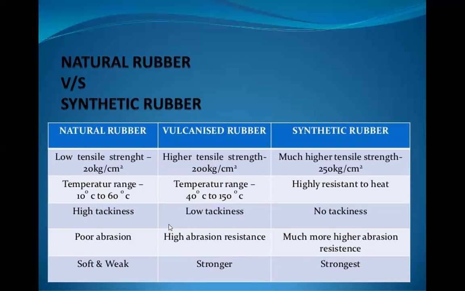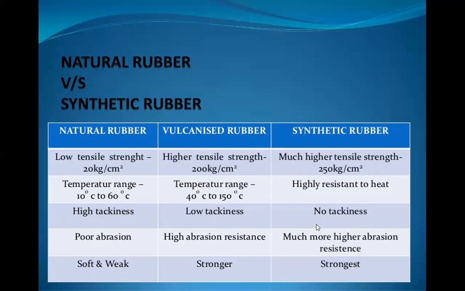Coming to the temperature range of natural rubber, vulcanized rubber, and synthetic rubber, synthetic rubber is highly resistant to heat. That means it does not decompose when it is exposed to heat. Whereas vulcanized rubber starts decomposing at a temperature of about 40 to 150 degrees centigrade. Natural rubber gets decomposed at only 10 to 60 degrees centigrade. Natural rubber has high tackiness, whereas vulcanized rubber has low tackiness, and synthetic rubber does not have any tackiness.